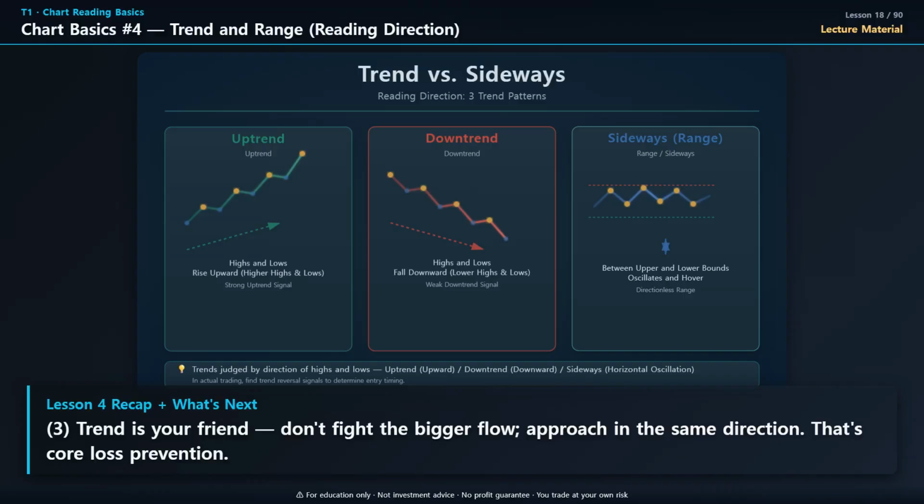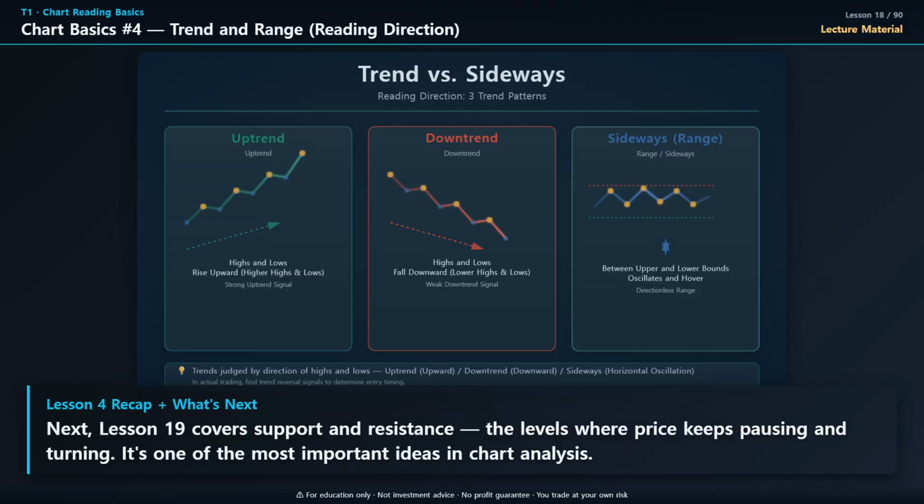3. Trend is your friend. Don't fight the bigger flow. Approach in the same direction. That's core loss prevention. Next, Lesson 19 covers support and resistance, the levels where price keeps pausing and turning. It's one of the most important ideas in chart analysis.